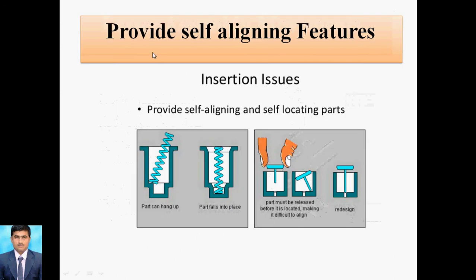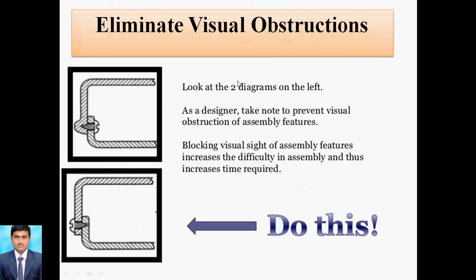The next is provide self-aligning features. When you attach some parts to the mating parts, they may hang up, or you can say it should fall into place. So whenever we give the movement that is self-aligning, it can be easily placed. So likewise this placing takes place. That is the approach of self-aligning and locating parts. So this is regarding the design for assembly.